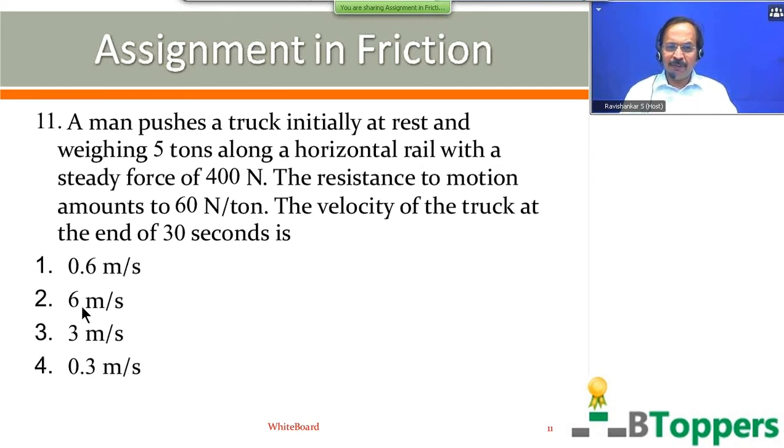First option 0.6 meter per second. Second option 6 meter per second. Third option 3 meter per second. Fourth option 0.3 meter per second.